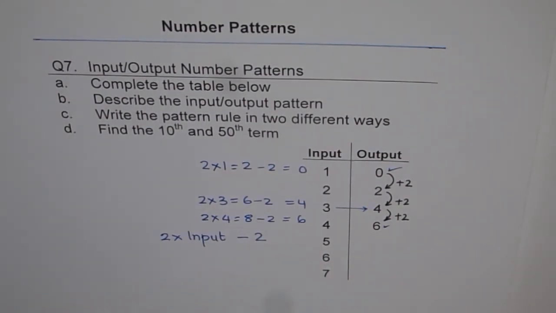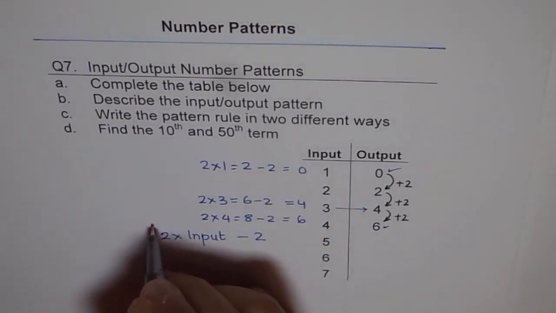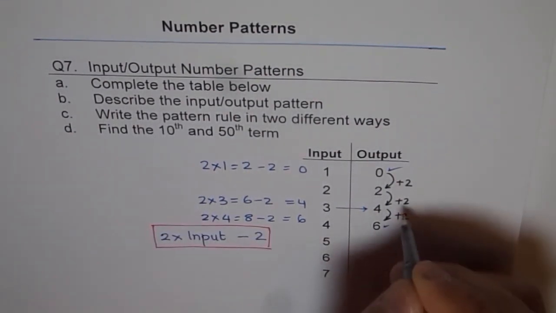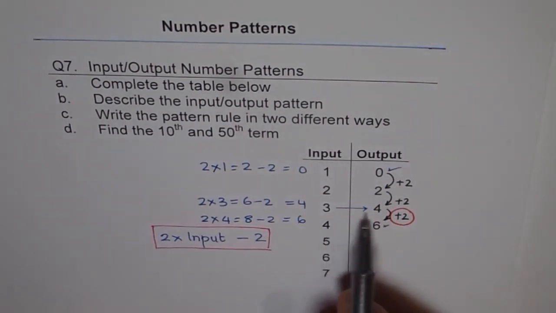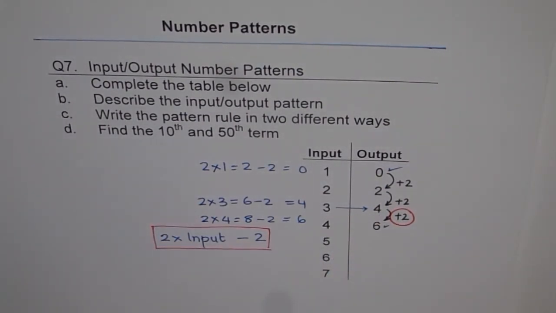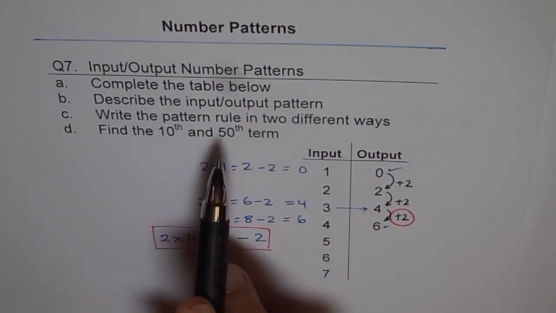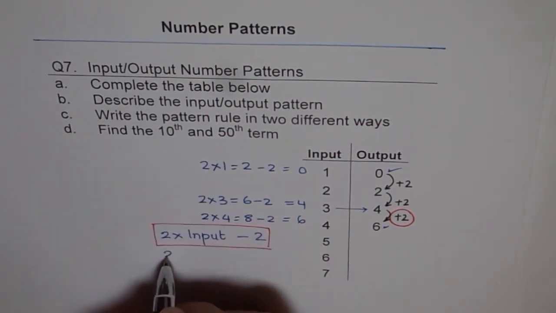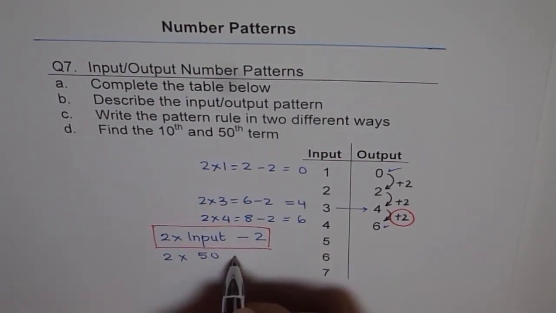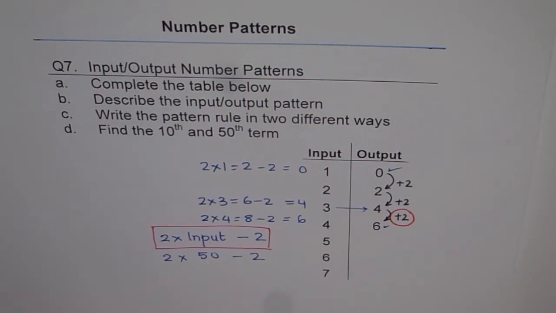Do you see that? Do you understand how I get my pattern rule? I get my pattern rule from this number. Do you see? So 2 times input minus, I have to figure out what gives me that number. And I get my answer, right? So that helps me to find the 10th and 50th term. To find the 50th term, I don't have to write 50 terms, right? Adding 2 each time will take a long time. Imagine if I tell you find the 100th term, what will you do? How about the 1000th term? Very difficult. So the 50th term should be 2 times 50, that is 100, minus 2. That should give you the answer for the 50th term.